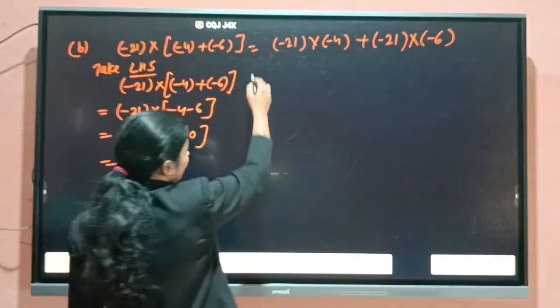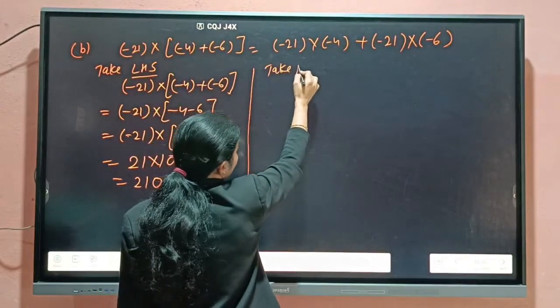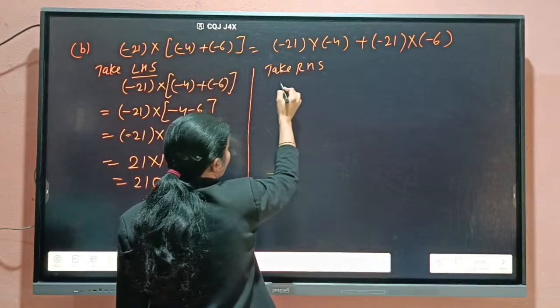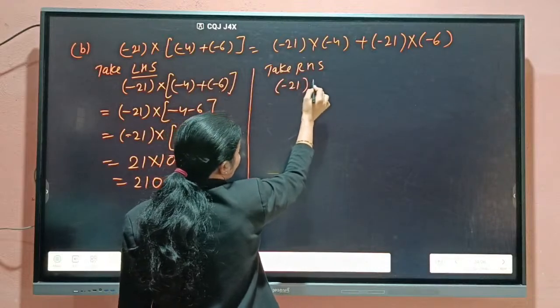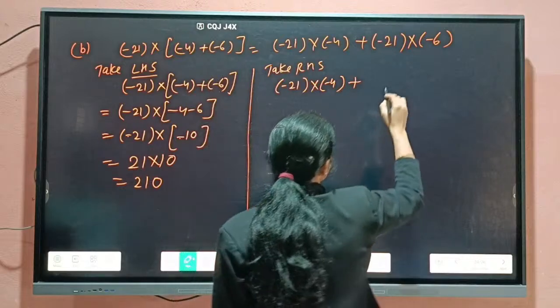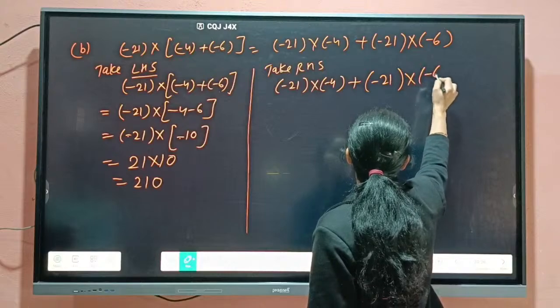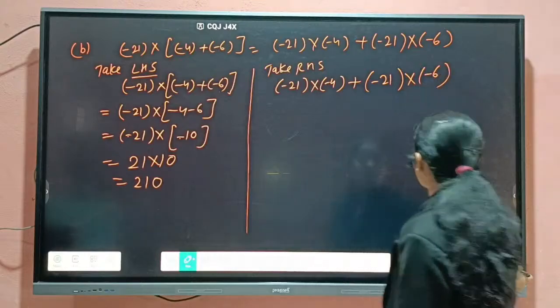Let us check out its right hand side. Take the right hand side. What is the right hand side? Minus 21 into minus 4 plus minus 21 into minus 6.